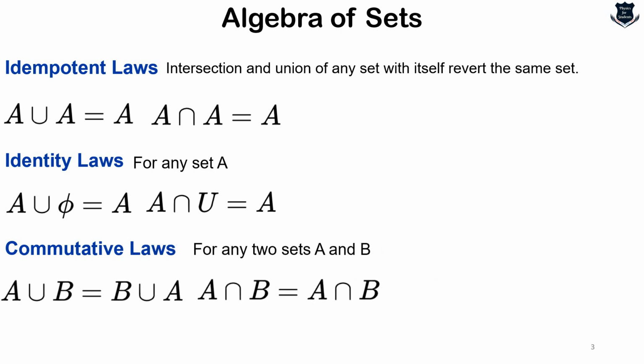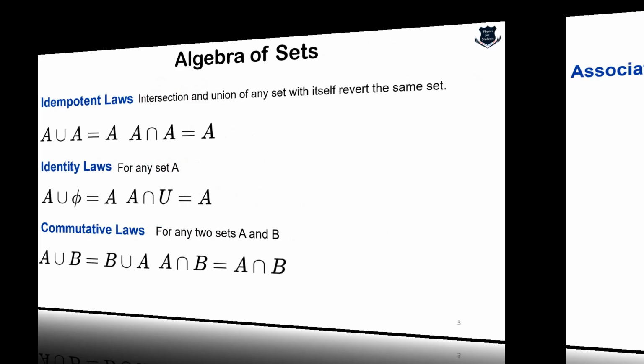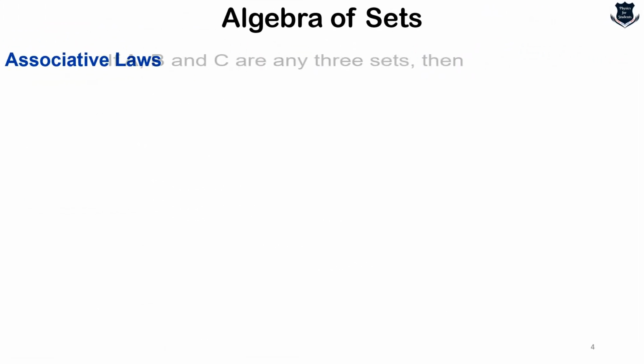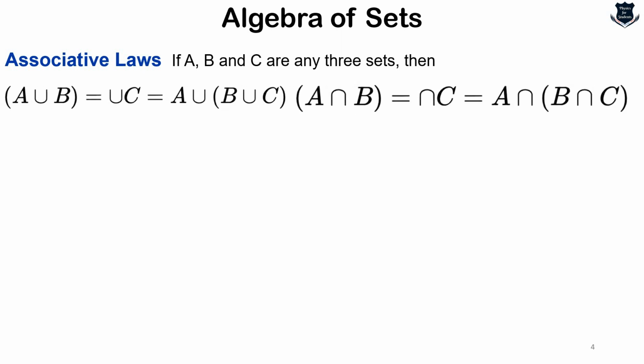Commutative laws, very simple. For any sets A and B, A union B would obviously be equal to B union A, and A intersection B will be equal to B intersection A. Okay, the associative laws, which are taken with three sets A, B and C, are this one. You can take a pause and just note it down. A union B, union C, which is A union (B union C), is equal to A intersection B, intersection C, equals A intersection (B intersection C).